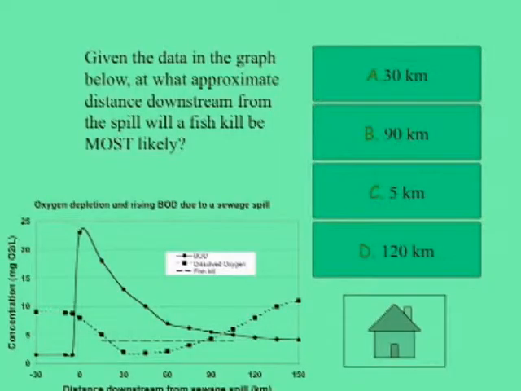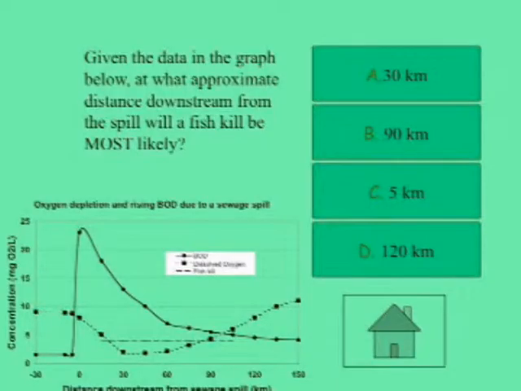Okay, let's go on to the next one, and that is water for 400. Given the data in the graph below, at what approximate distance downstream from the spill will a fish be most likely? Okay, and the choices are A, according to the graph, 30 kilometers, B, 90 kilometers, C, 5 kilometers, or D, 120 kilometers. Okay, what you need to do is really, really read the graph well in this case, and the answer is pretty evident, and it's a strike if you got A, which is 30 kilometers. You're right. Okay, and that means you've got it on the ball.